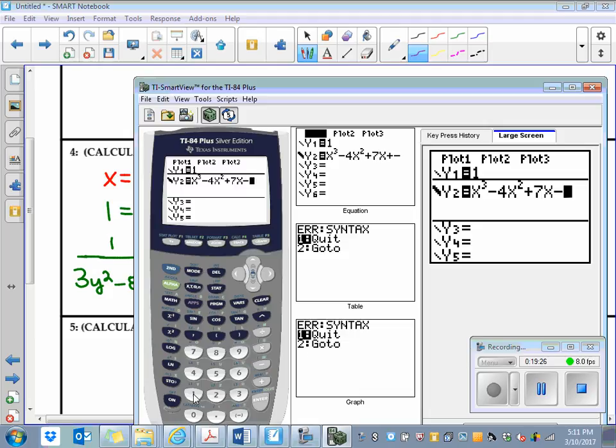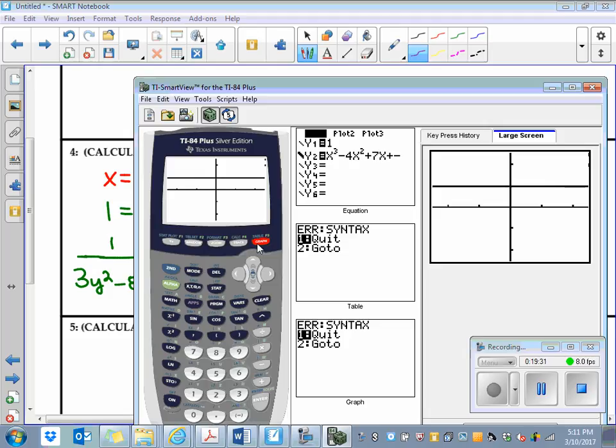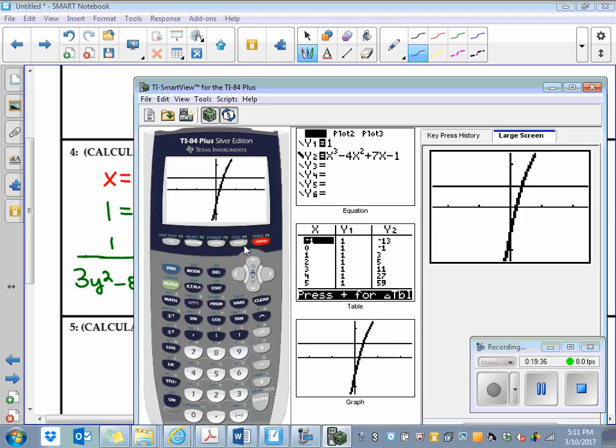Minus 1, graph. Heck yeah, okay. There we go. So I calculate the intersection, first curve, second curve, and where do they cross? They cross right there. And that crazy number, that 349 number, is my y.